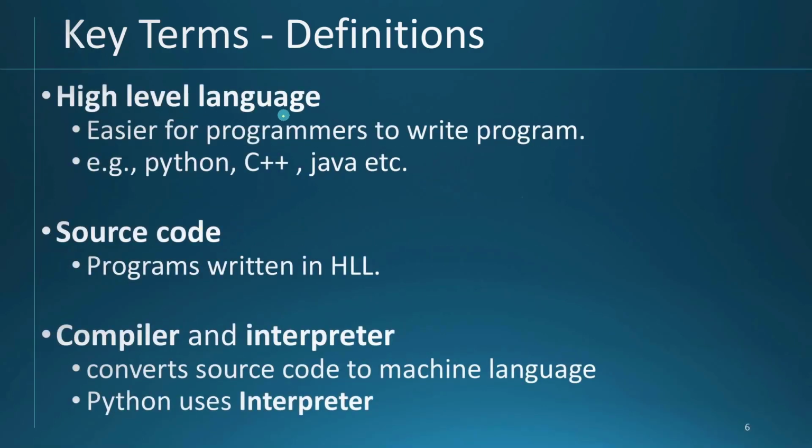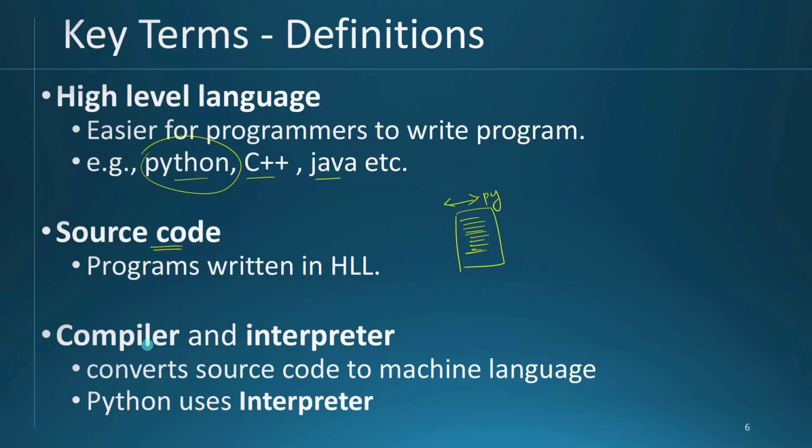Now what do you mean by high level language? These are easier programming languages created for the comfort of the programmers. So it's easier for the programmer to write programs in them. Examples are Python, C++, Java. It's a big list. If you Google, you can understand there are hundreds of high level languages already in play, and we are just trying to learn one, which is Python. Source code is the program written in a high level language. So that's what I told you. If you create a file with Python code inside it and you name it with .py after some name, you can see this file is actually the source code.